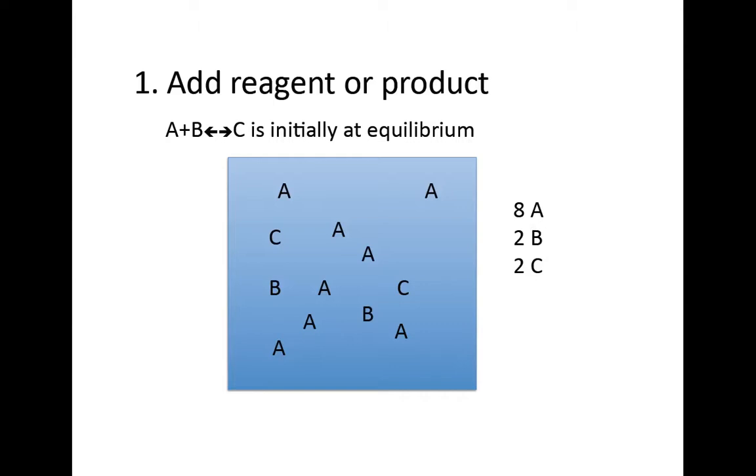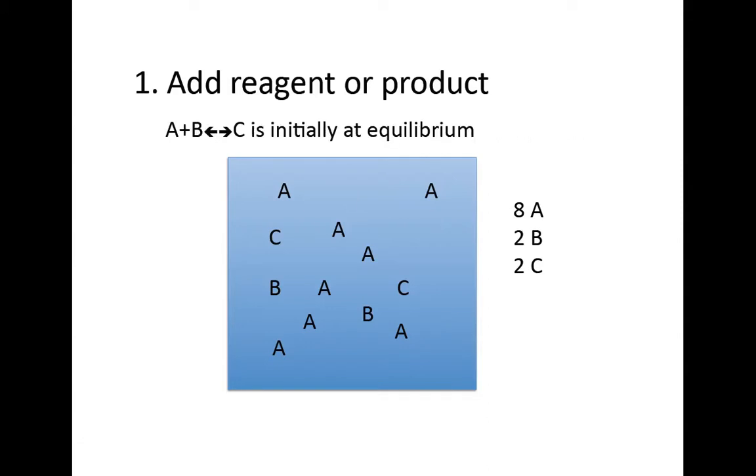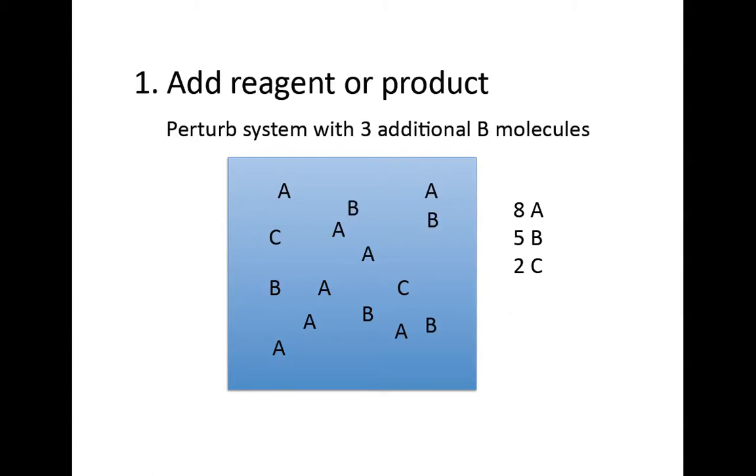We're thinking about A plus B reacting to form C. Here it is initially in equilibrium with 8 A's, 2 B's, and 2 C's. What we're going to do is add a perturbation, and the perturbation is 3 additional molecules of B. And there you have them. We're going from 2 to 5. So the perturbation is 3 extra B molecules.